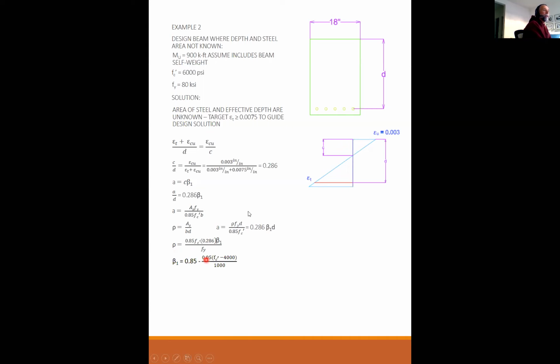Beta 1, again, we have 6,000 PSI concrete, so beta 1 is equal to 0.85 minus 0.05 times 6,000 minus 4,000 over 1,000, which is 0.75. And of course, you can look at your table, I think it was 8.7, which also gives you your beta 1 factor. So now I can plug everything back into my equation for rho, and I get a rho required of 0.01367. Now with a target rho found, we now need to find a desired d value.